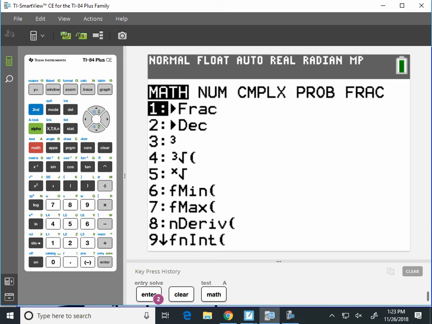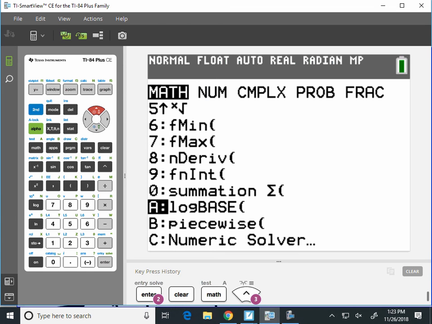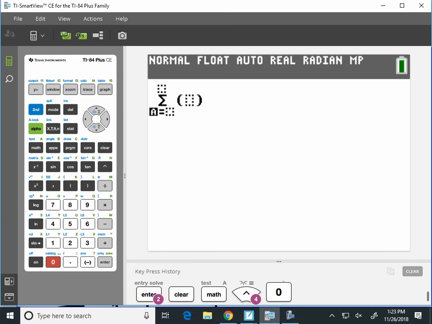So I want you to scroll through this column here and find where it says summation. It does. If not, everything's on this screen. Where is it? 0. So from now on, you don't have to actually scroll. You can just hit math 0, and it'll take you there. It's summation 0, and you should get a nice little sigma. Can you imagine how much faster this is going to be?